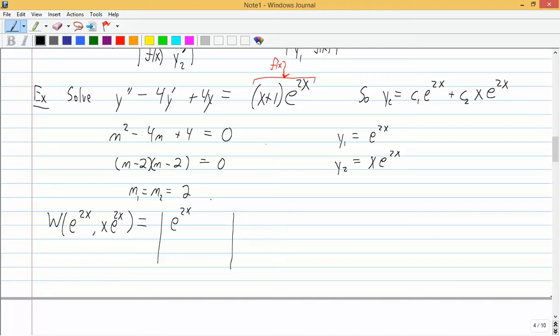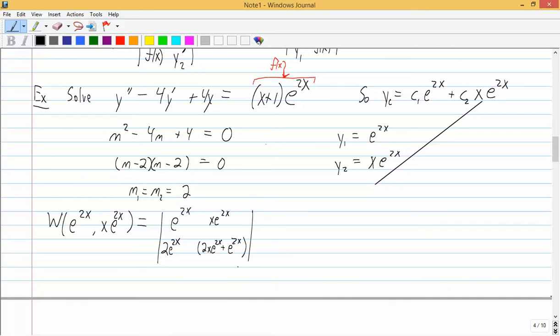So I'm going to write that one there. Then underneath, I'm going to write the derivative. I'm going to write the next one here. And underneath, I'm going to find the derivative. First times the derivative of the second. That's going to be 2x e to the 2x plus second times derivative of the first, e to the 2x.